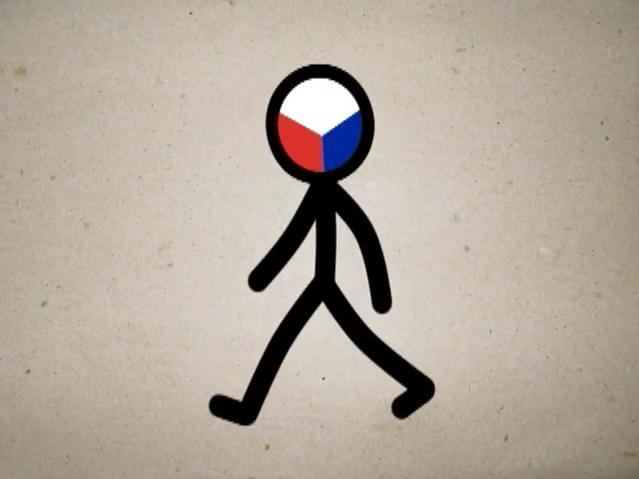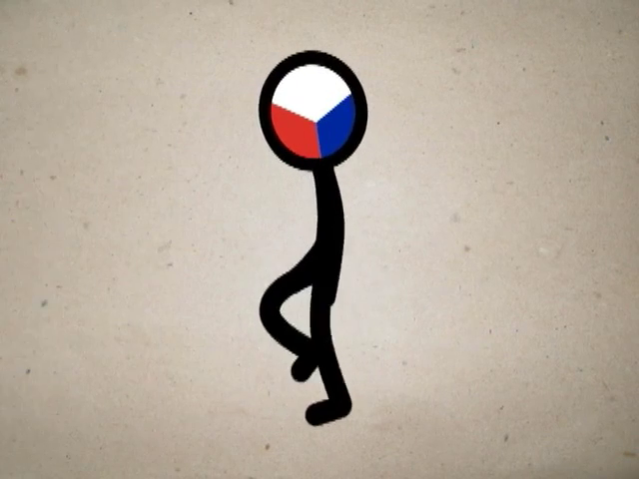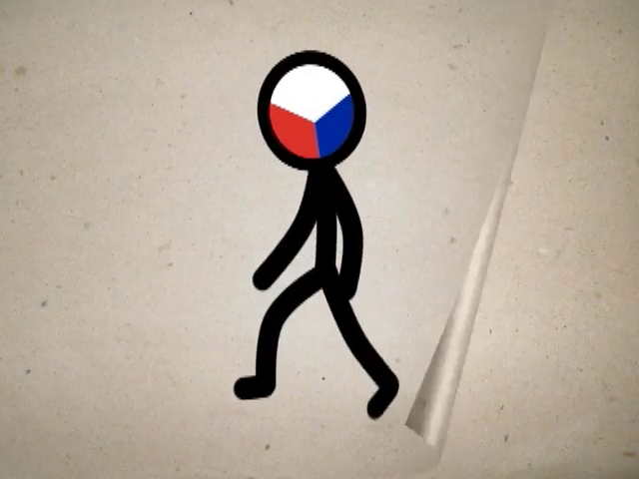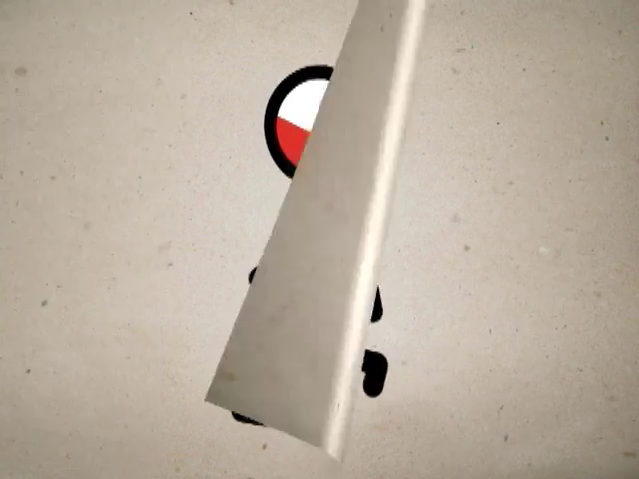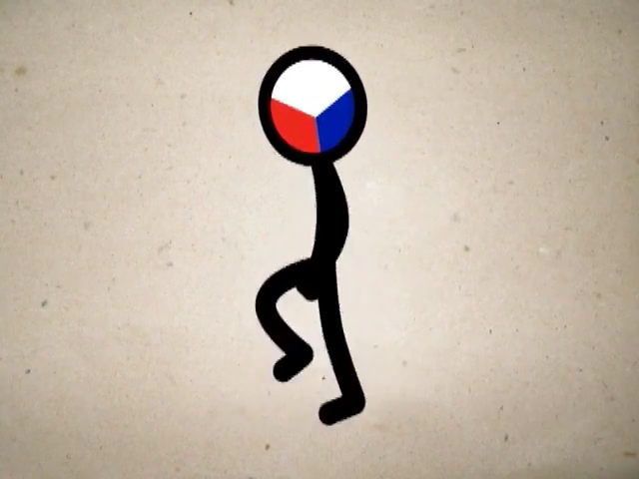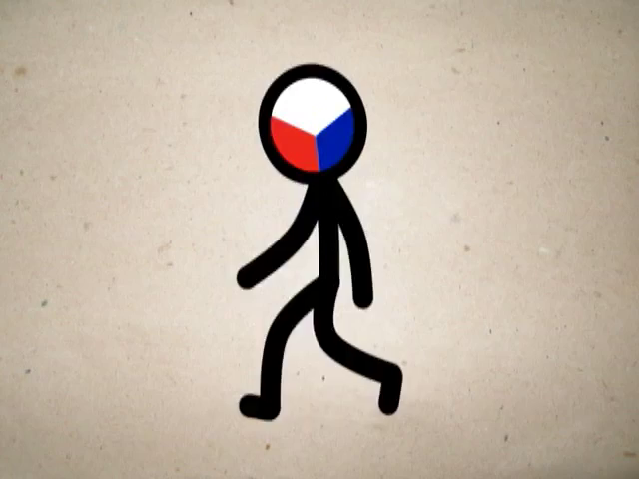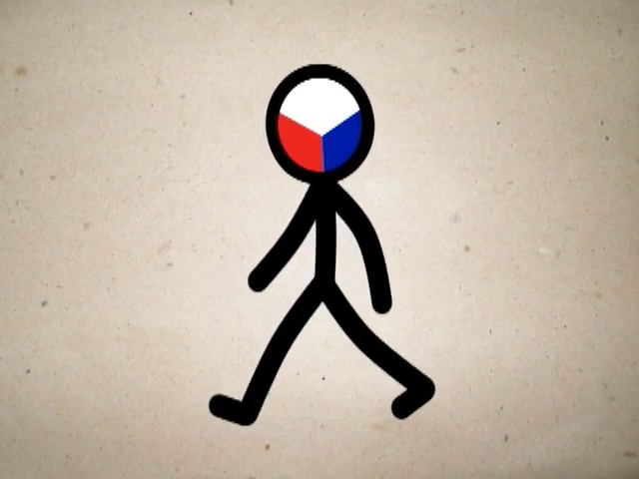This is the first image, and the second, and the third, and so on. They aren't moving at all. The character is static. But when we show them quickly one after the other, you'll see them suddenly begin to move. Do you see now? An animation is really just a series of still images shown in rapid succession.